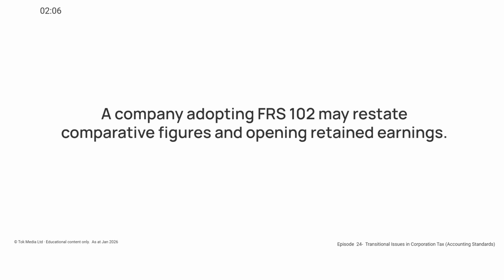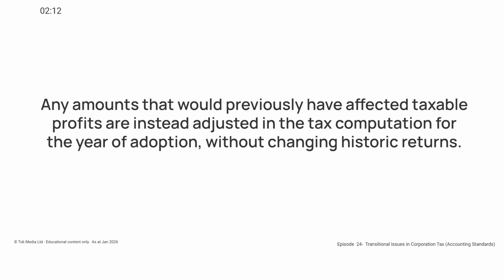A practical example helps illustrate this. A company adopting FRS 102 may restate comparative figures and opening retained earnings. Any amounts that would previously have affected taxable profits are instead adjusted in the tax computation for the year of adoption without changing historic returns.